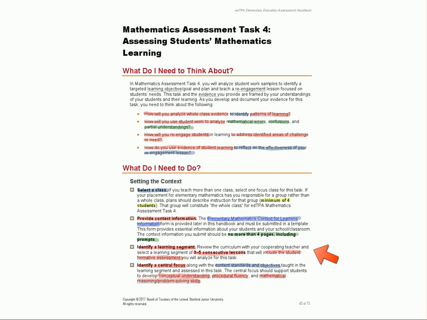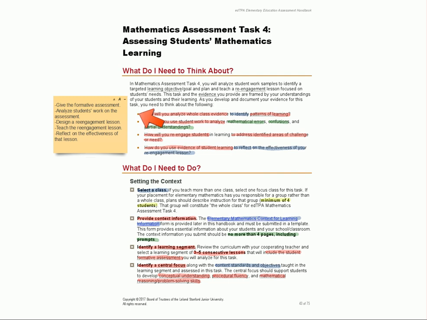So a couple things to hold on to before we move on. All right. These are the things you'll be doing in this task. You'll be giving a formative assessment. You'll be analyzing students' work on this assessment. Based on that, you're going to design a re-engagement lesson. You will teach the re-engagement lesson. And then after you've taught the re-engagement lesson, you're going to reflect on the effectiveness of that lesson. So these are the things that you'll be doing for this task 4.